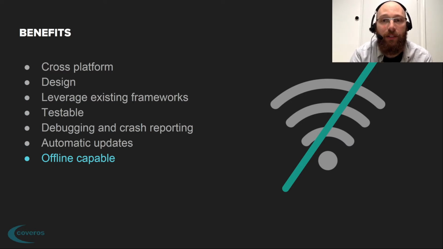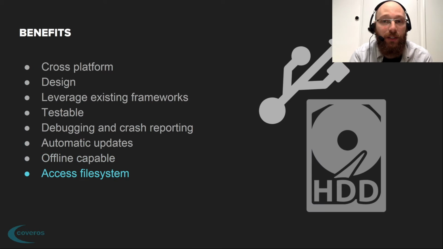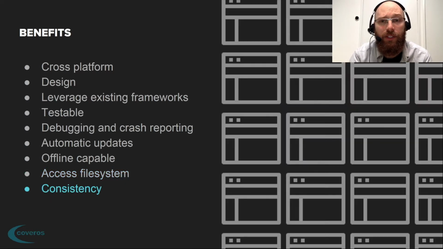Gain access to the file system. We get full access to our file system and system resources. Browsers typically limit your access to the host machine, but through Node.js, you can interact with external devices, the hard drive, and system resources. Consistency. Applications are always run in Chromium, so it saves you development time, and it guarantees that your application looks and behaves the same everywhere.